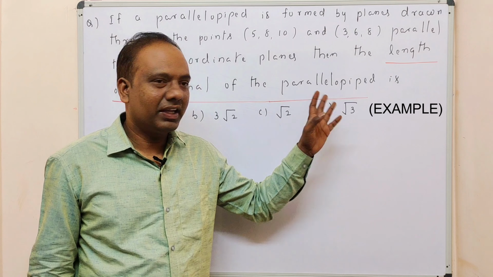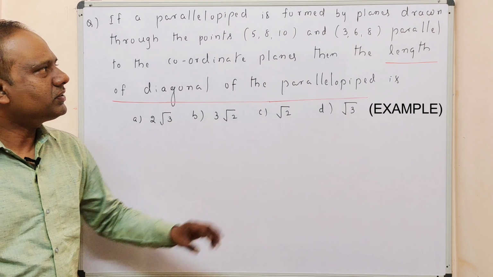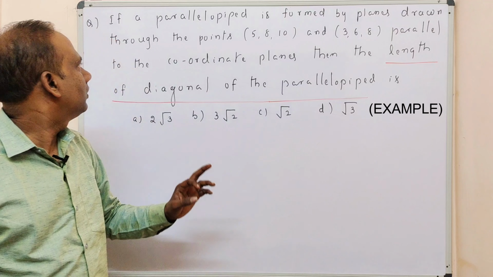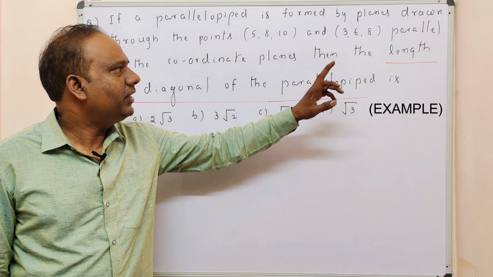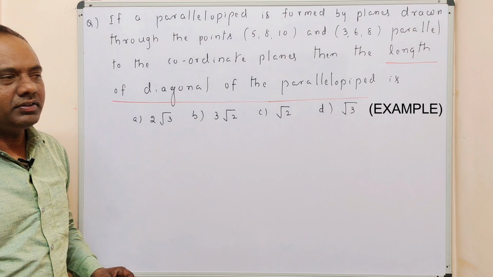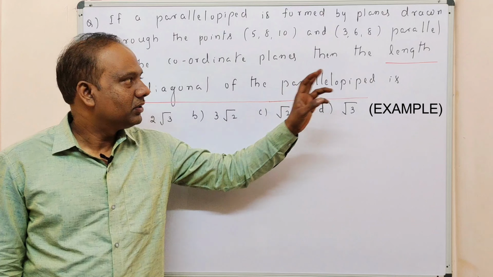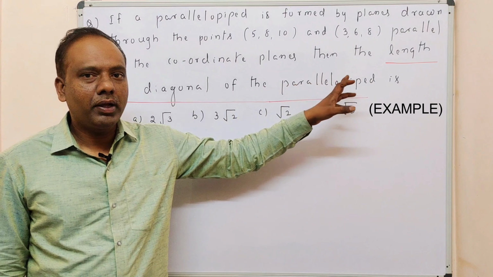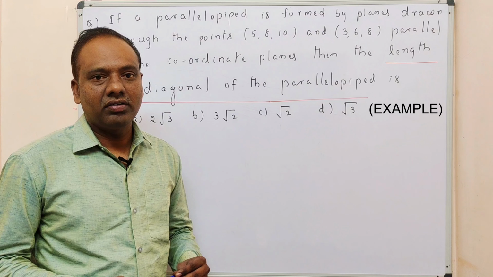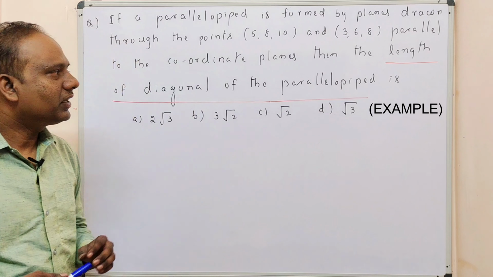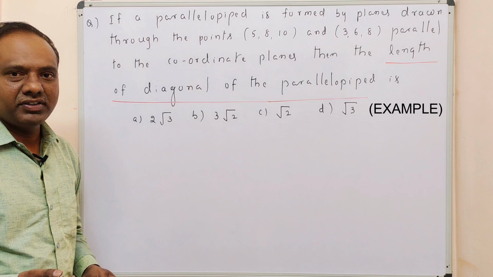Okay, I'll explain now. So here, if a parallelepiped is formed by the planes drawn through the points 5, 8, 10 and 3, 6, 8 parallel to the coordinate planes, then the length of the diagonal of the parallelepiped is... So these are the options. How can we find the length of the diagonal of the parallelepiped? Okay, so here it is also very simple actually.